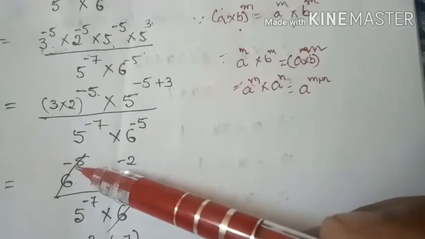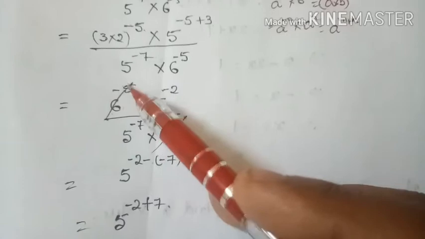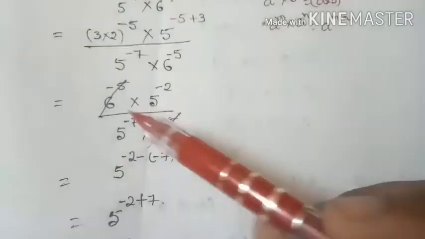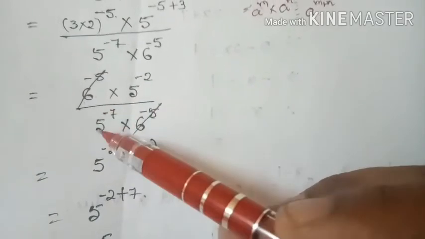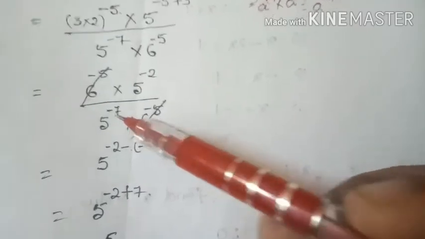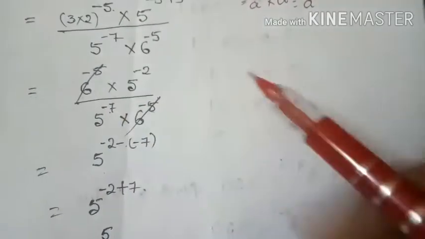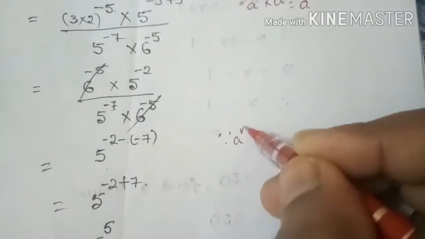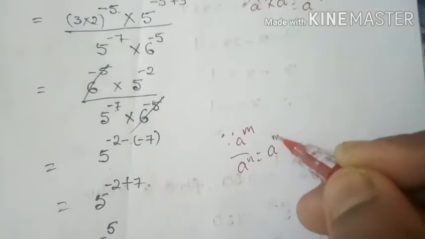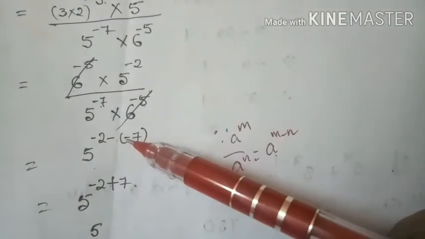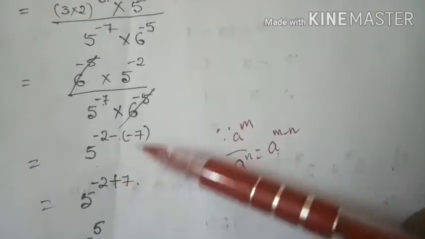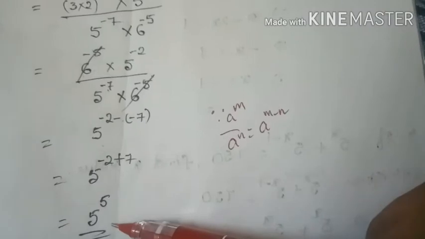So here 6 power of minus 5, here also we have 6 power of minus 5. So both get cancelled. Remaining 5 power of minus 2 by 5 power of minus 7. Now this is a power of m by a power of n, that is equal to a power of m minus n. So subtract the exponents. 5 power of minus 2 minus of minus 7, so minus 2 plus 7, that is equal to 5 power of 5. Okay, now so I did it in this way.